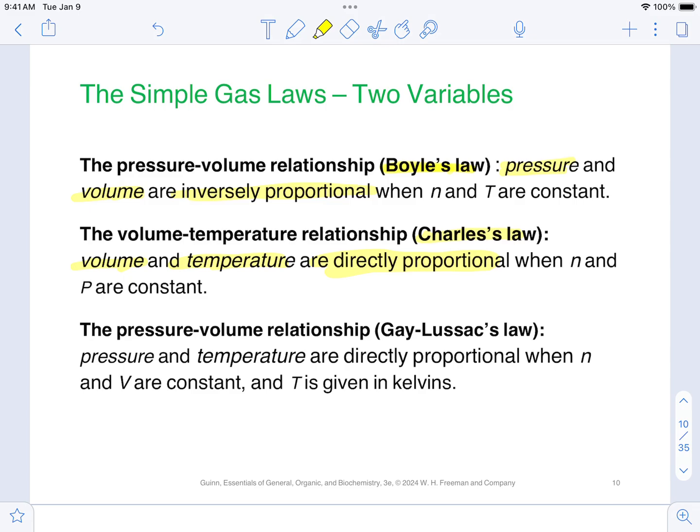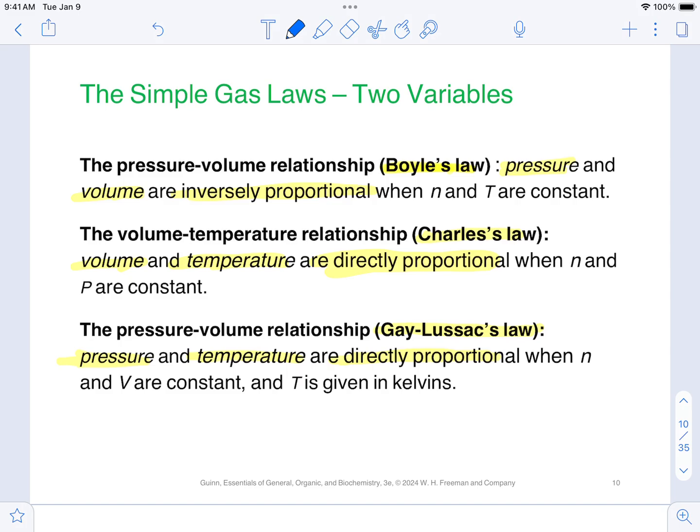And the third law here, Gay-Lussac's law, talks about pressure and temperature being directly proportional, similar to Charles' law being directly proportional. With pressure and temperature, you can think of any aerosol can. If the temperature increased in that can, the pressure would be increasing too, and that would lead to it blowing up.